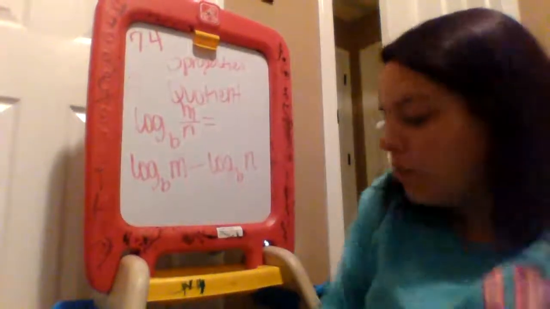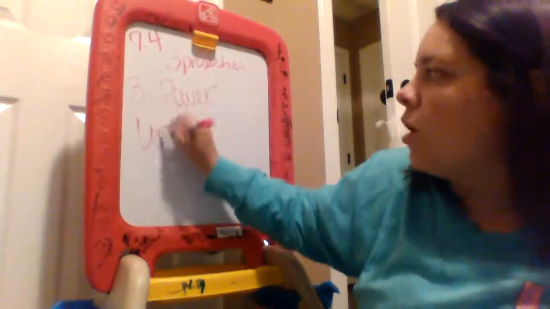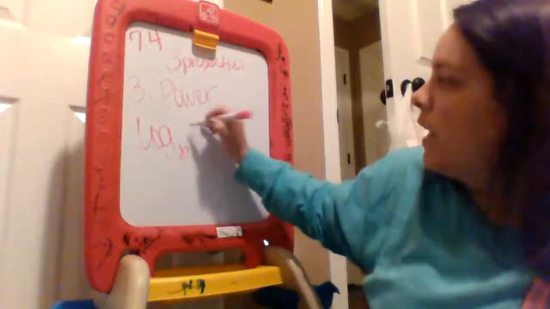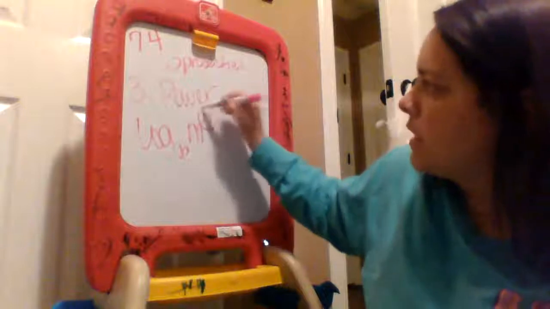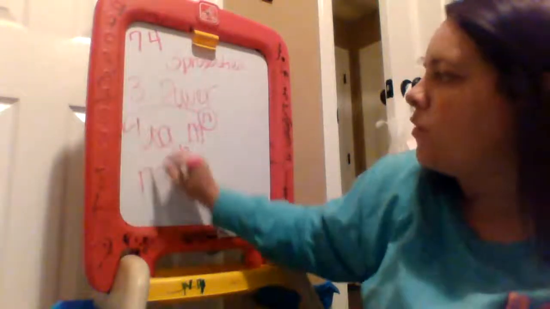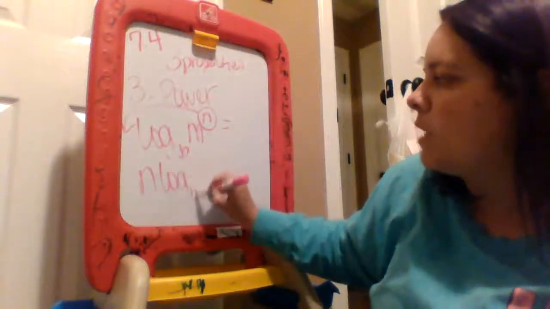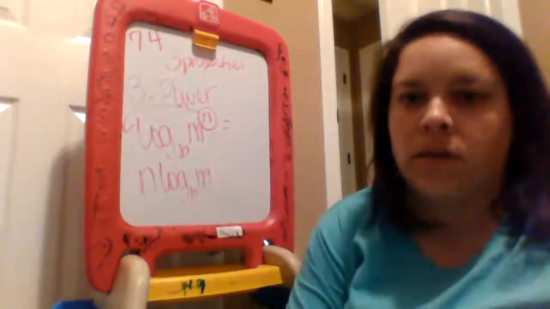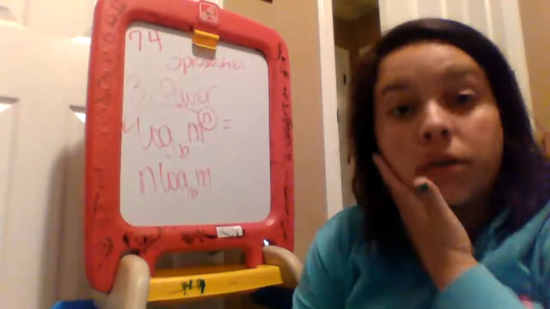Our third and final property will be the power property. The power property says that if you have log base b of m to the n power, then you can take this n power and drop it to the front to make that n times log base b of m. So that ends up dropping to the front and it becomes a number times that log.